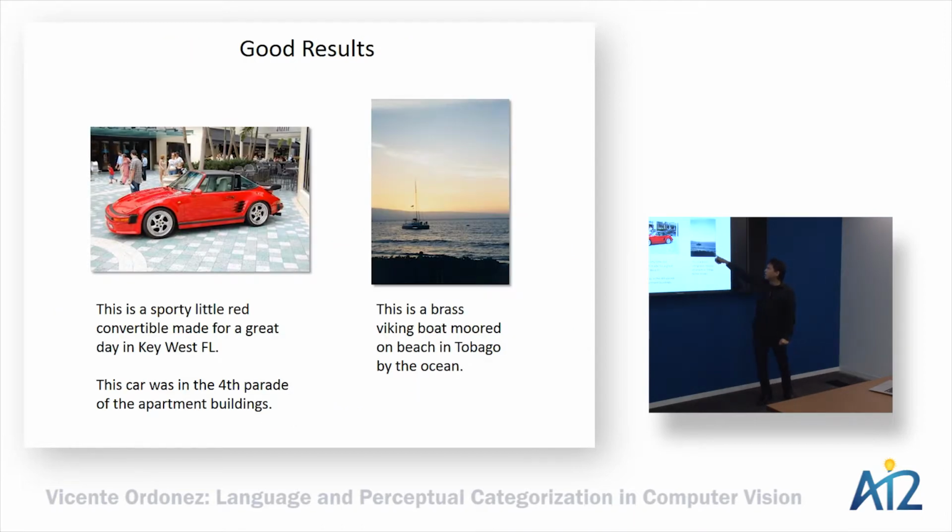Anyways, here is the other example for a method. This one says, "Is a brass Viking boat moored on a beach in Tobago by the ocean?" Yes? So I think earlier you mentioned that for the VPs you look at the object itself, and for the PPs you look at the context. Yes. But there may be verbs that are indicative of the context, like a dog chasing a cat, or a bird looking at something. So there may be verbs that are also indicative of context. How do you handle that?